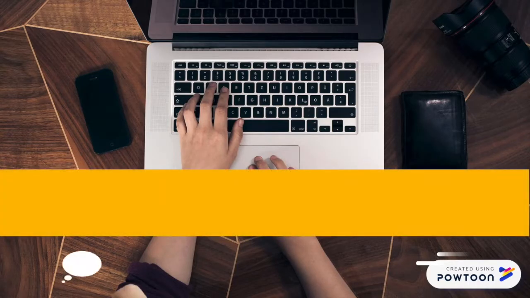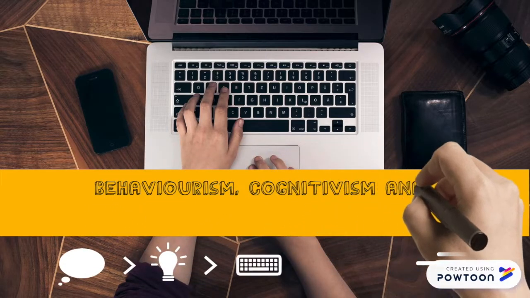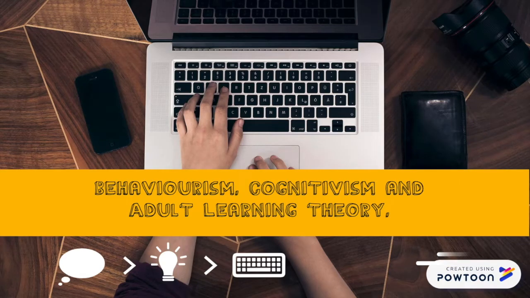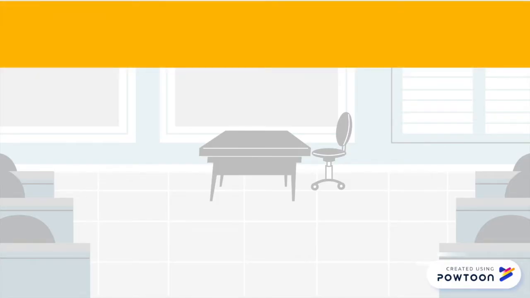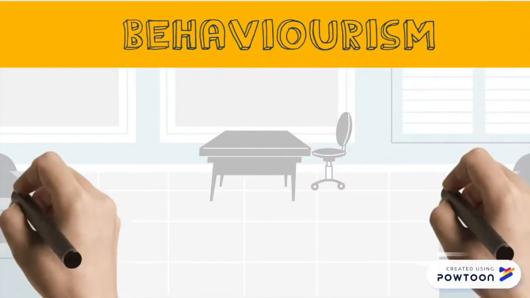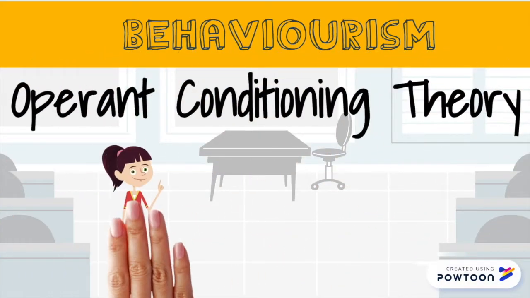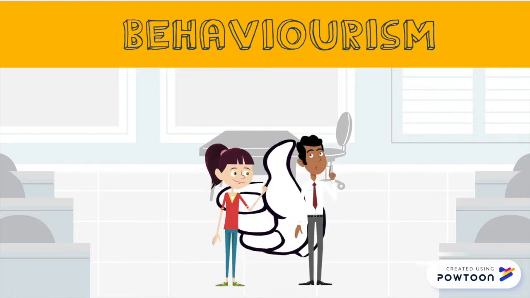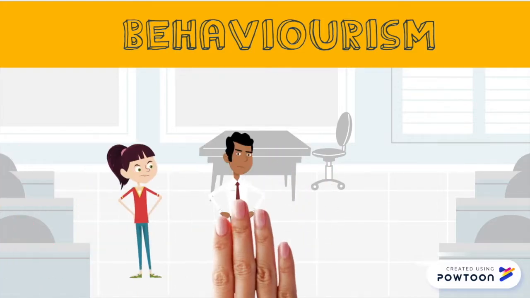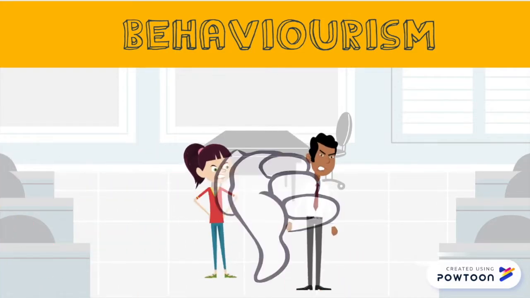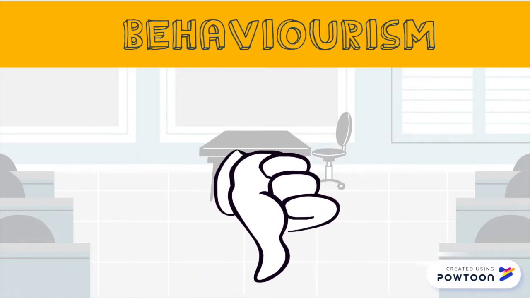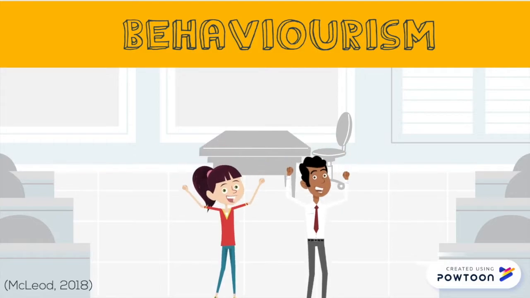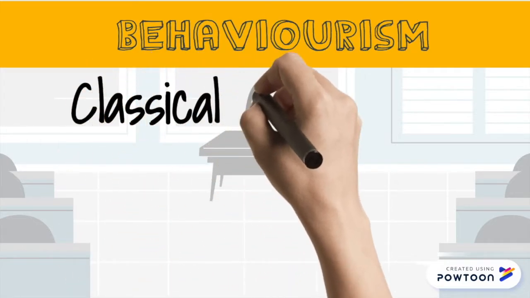In this section, we will give a brief overview of behaviorism, cognitivism, and the adult learning theory. We will be discussing 2 main theories pertaining to behaviorism. The first theory is the operant conditioning theory, which was developed by B.F. Skinner. He believed that the behavior that is followed by a reinforcement is most likely to be repeated, and a behavior followed by a punishment is less likely to be repeated, thereby causing the learner to exhibit the more desirable behavior in the future. The second theory is classical conditioning by Pavlov.